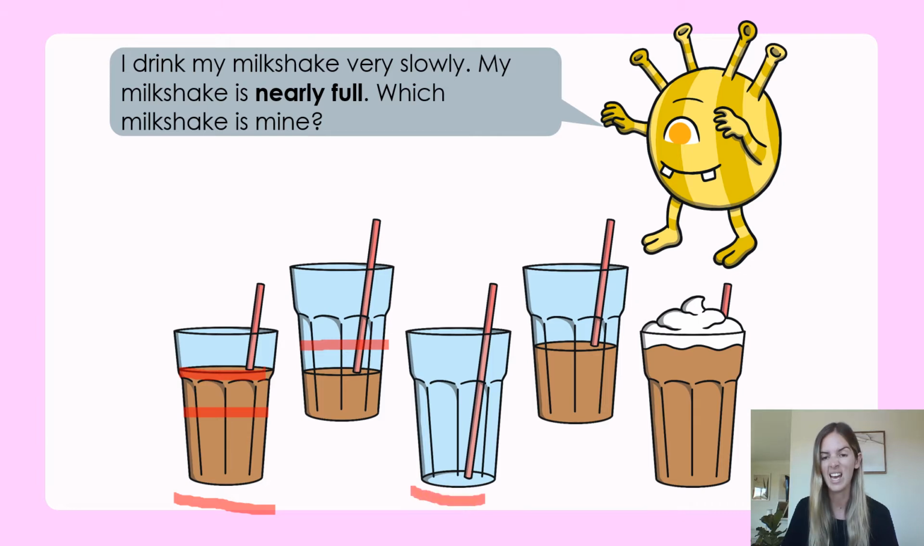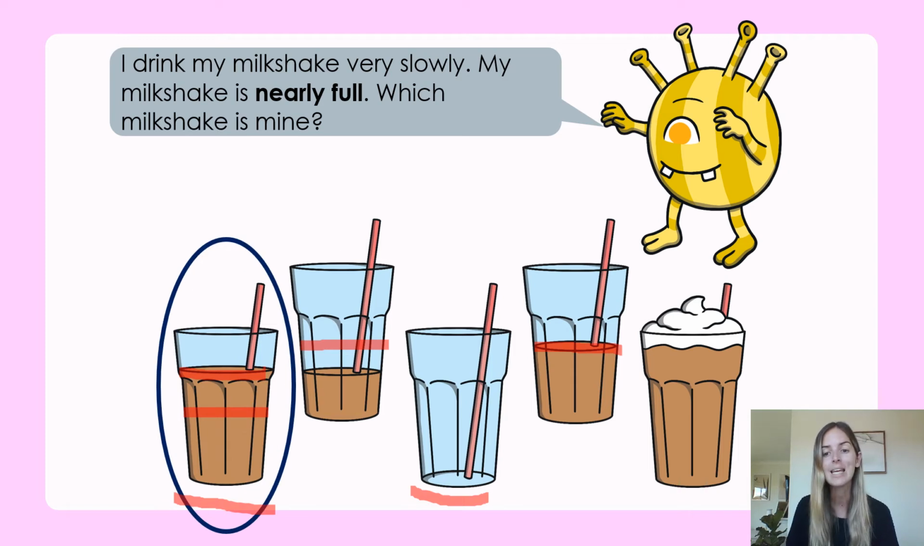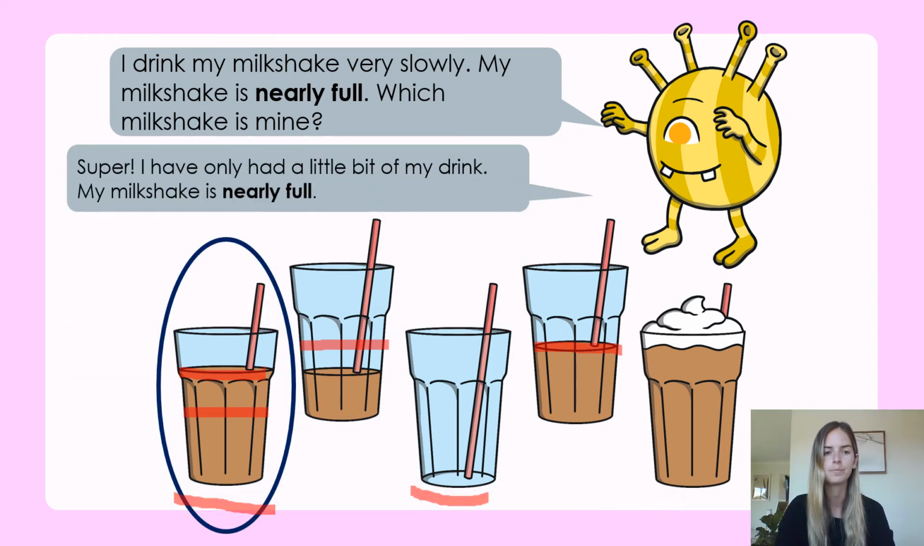This one is empty. This one is half full. And our last one is full. It's all the way up to the top. So it's our first one, which is nearly full. Super. I have only had a little bit of my drink. My milkshake is nearly full.